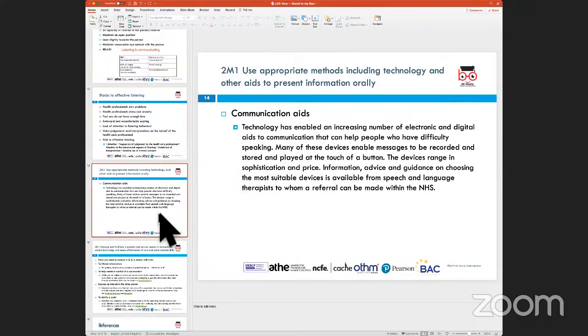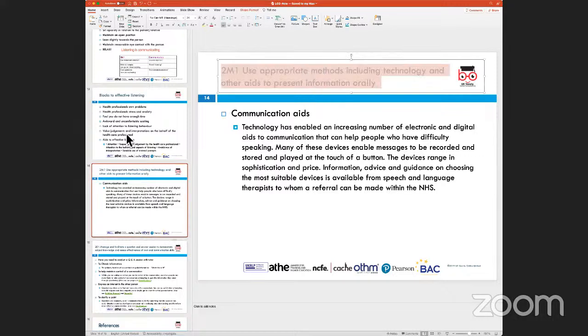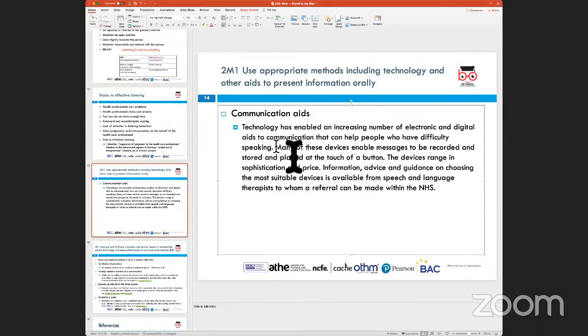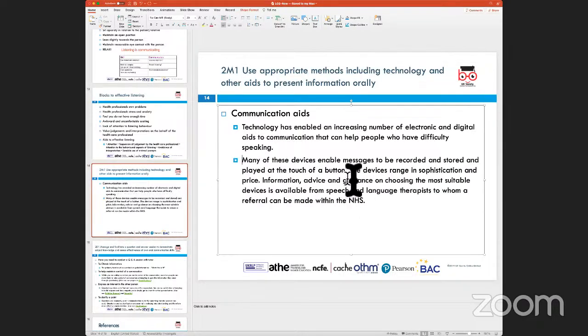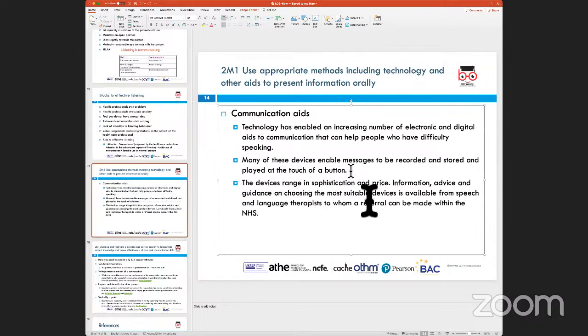So what we are going to do is go across to the merit criteria, which says appropriate methods, including technology, that can be used to present information orally. Now here, what we need to be able to do is talk about a few types of devices that are used generally within the National Health Service or in a health and social care setting, and how they can help in better communication, specifically when we are doing verbal or oral communication.